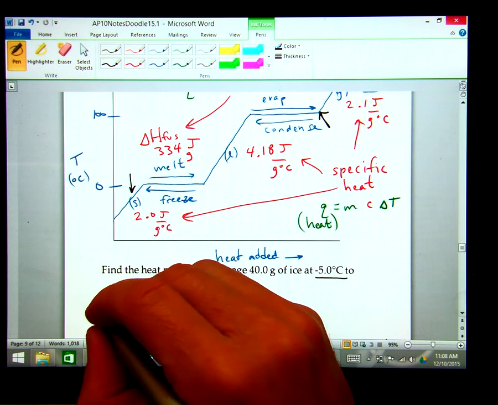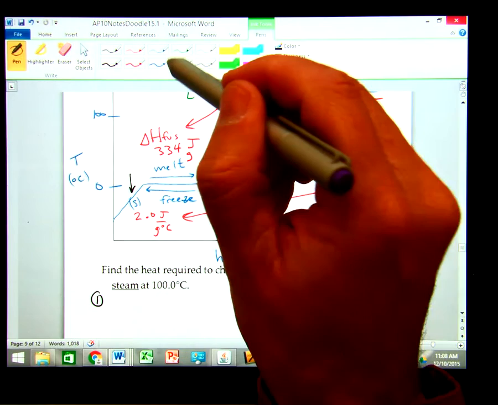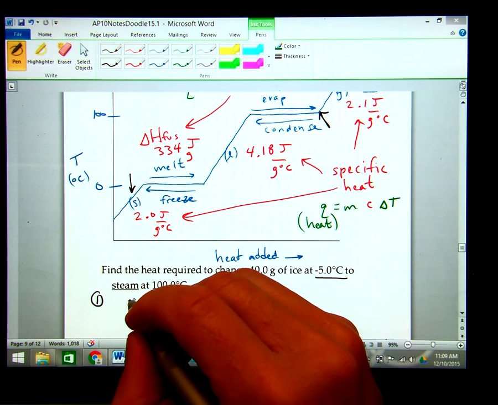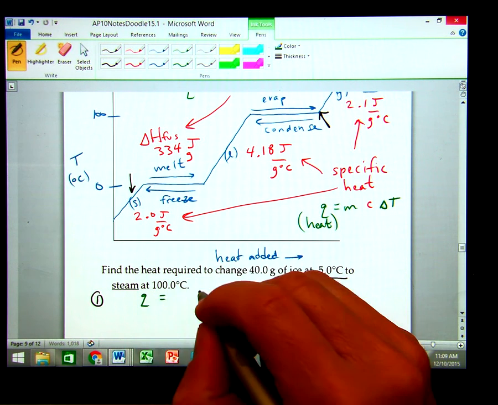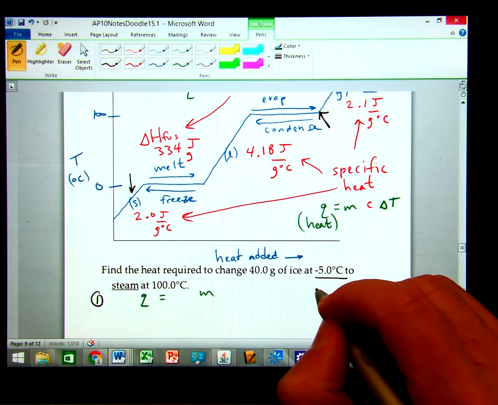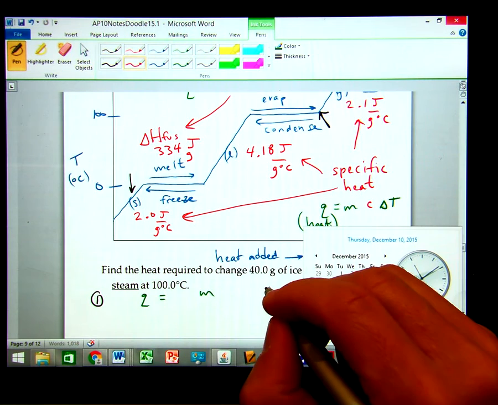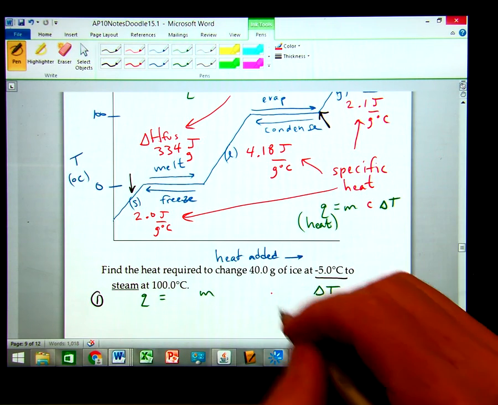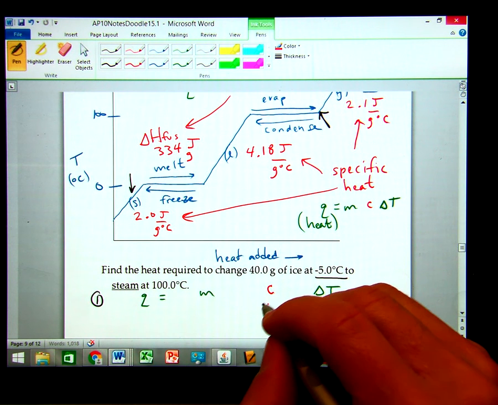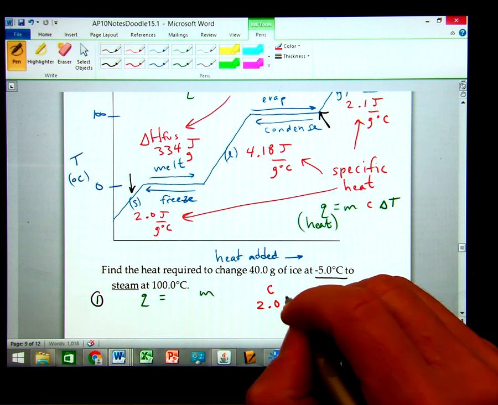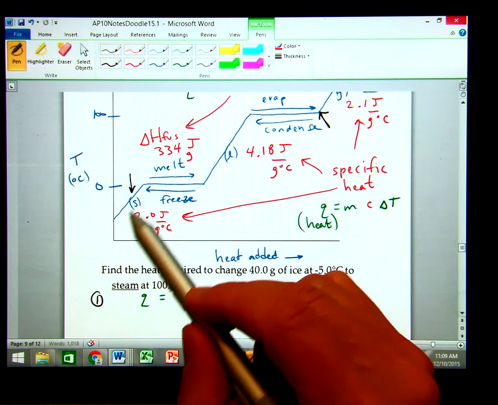Zone 1 is going to be the slant. The slant is always Q equals MC delta T. So I'm going to write that over here. Q equals MC delta T. I'll write the C in red to remind you that you're just going to copy down the red number for that zone. So while we're here, the red number is going to be 2.0 joules per gram degrees Celsius. That's the number I have for the specific heat of ice.